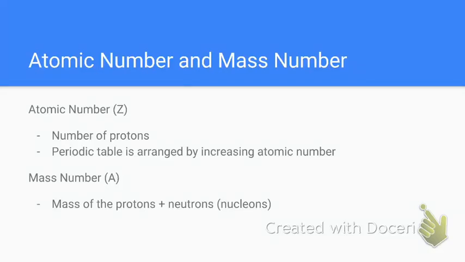Okay, so we're going to go over the subatomic particles where you have protons, neutrons, and electrons. So before we talk about those three subatomic particles, we need to talk about two numbers, the atomic number and the mass number. So the atomic number is just found on the periodic table.